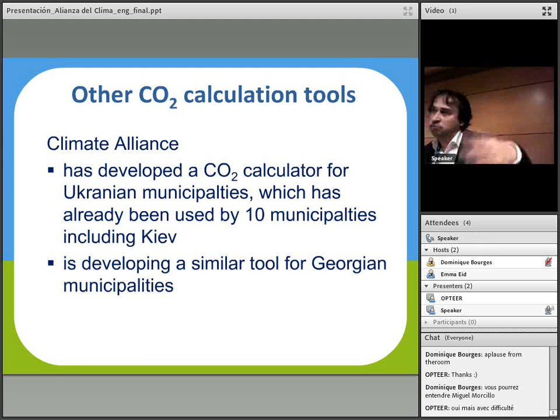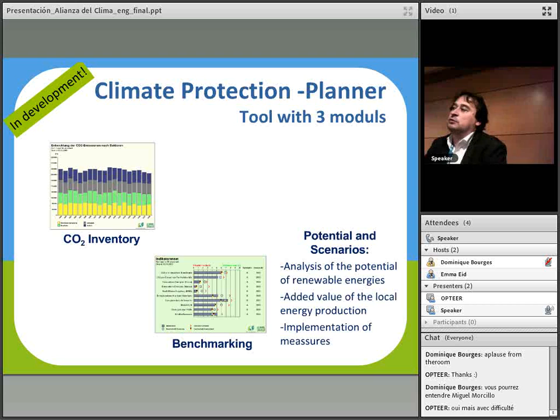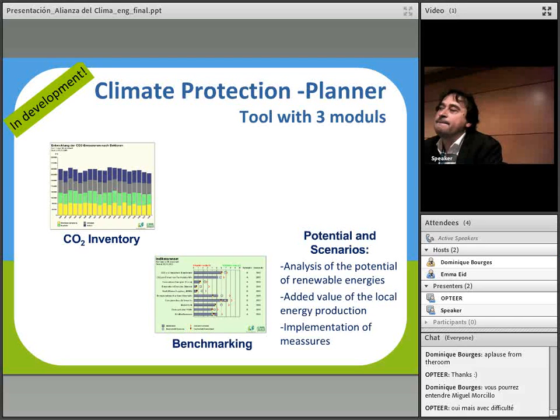The most important thing is that we got some criticism. In Germany, we have the situation that the German government is giving money to the municipalities for the implementation of climate protection measures. And for this reason, the municipalities in Germany are obligated to calculate the CO2 inventory. That means the CO2 inventory is a condition for getting money.